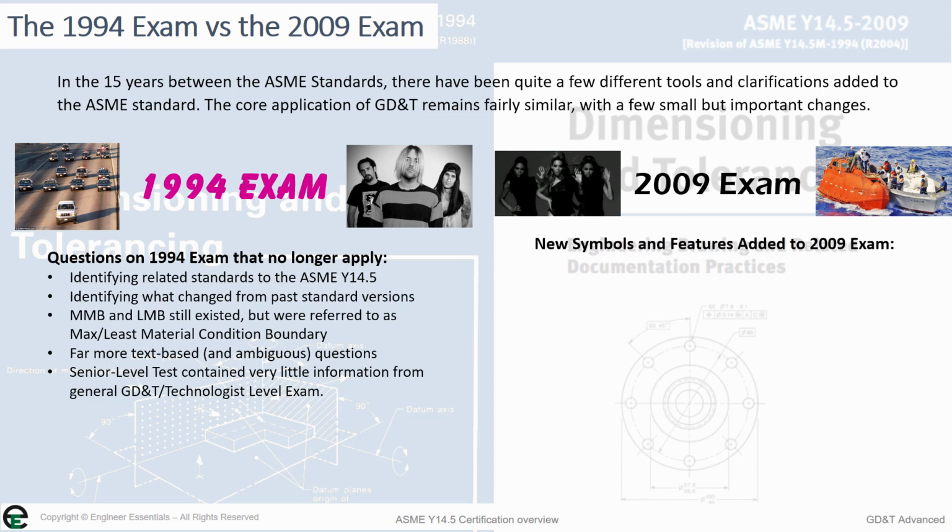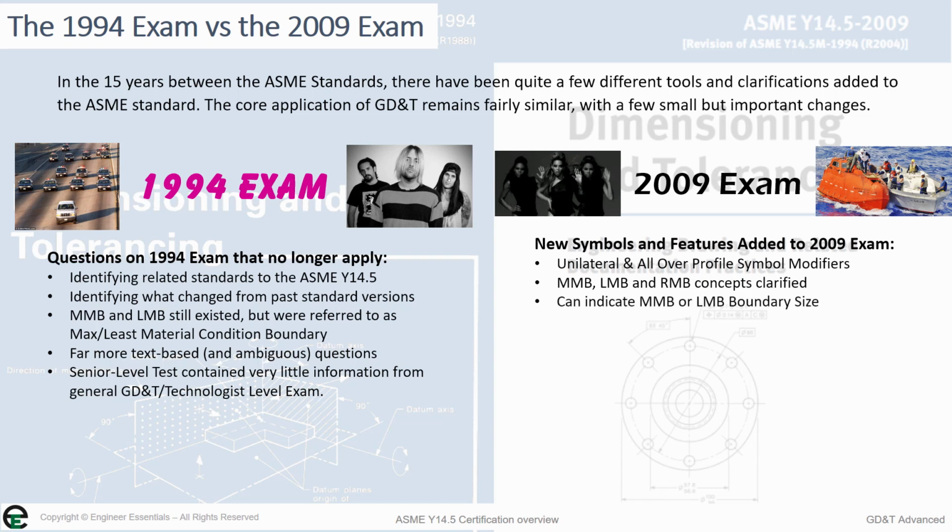Since the 2009 standard had some major updates, the 2009 exam was also updated. Keep in mind, this exam was only just released back in late 2017. These changes included the unilateral and all-over profile modifiers, the MMB, LMB, and RMB concepts that are now clarified. You can now indicate a specific MMB or LMB boundary size.